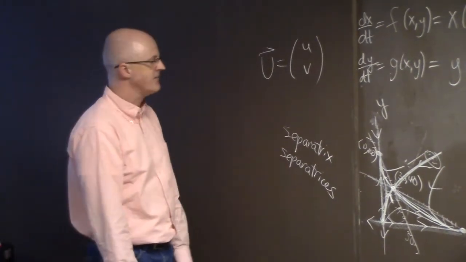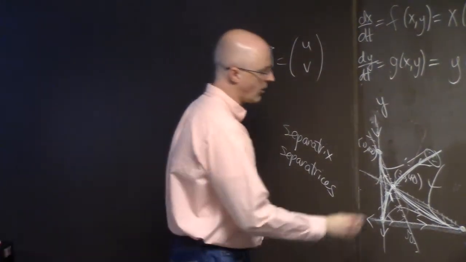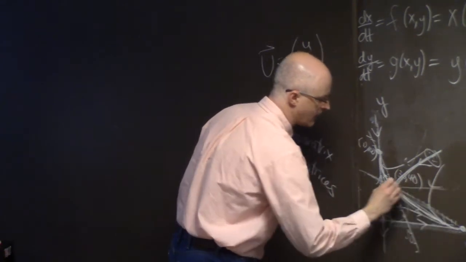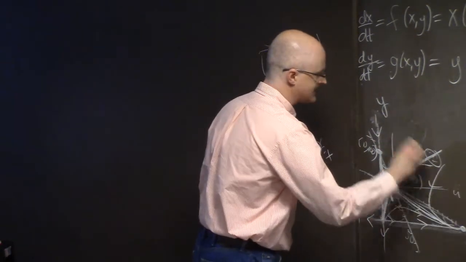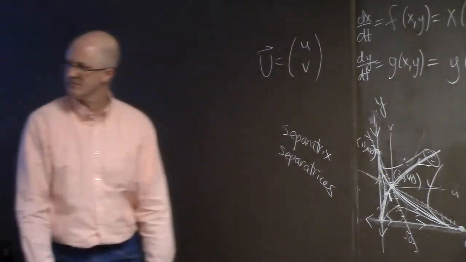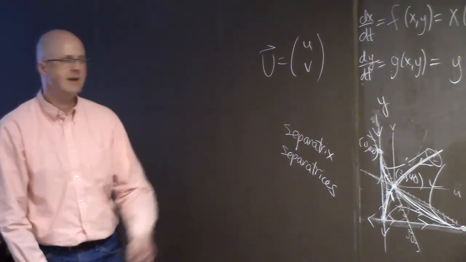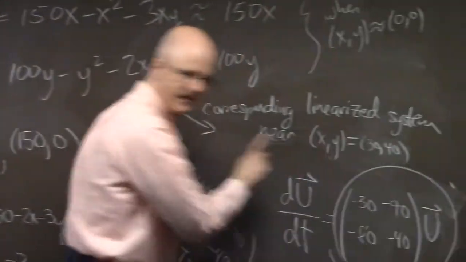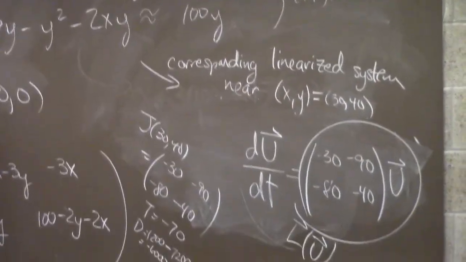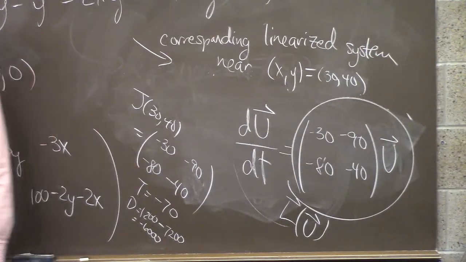Okay. And essentially, those are translated coordinates. I'm going to create a new coordinate system with origin at that point. I'm going to call that a u-axis and a v-axis. But you don't have to worry about that. Do be able to write down the corresponding linearized system near the given point using this notation, though.